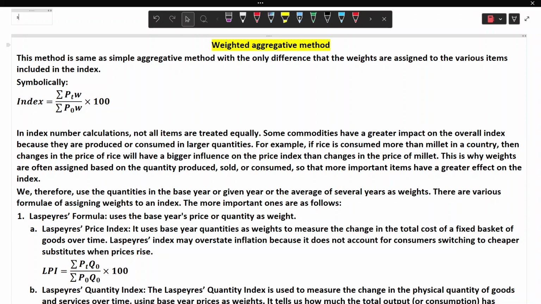Hi everyone, welcome to another video on index numbers. So our main focus today will be on the weighted aggregative method.